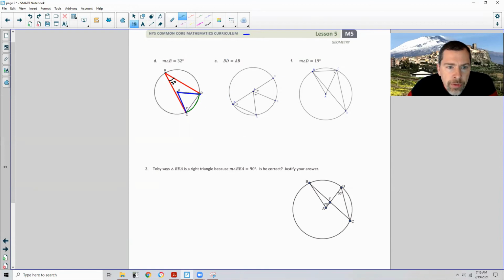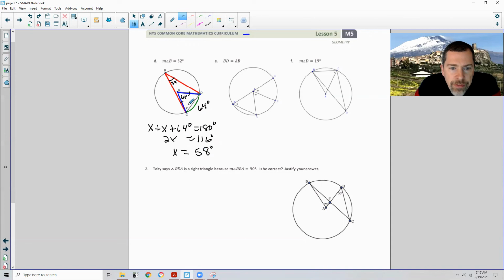So if this is 32 degrees, then this is 32 times 2, which is 64 degrees, which makes this central angle 64 degrees. Okay? So remember that these blue lines are radii of the circle. So this is an isosceles triangle. So these base angles are congruent. So the triangle sum theorem says the sum of the angles equals 180 degrees. So 2x equals, subtracting 64 from 180, I get 116. And then dividing both sides by 2, I get 58. So x is 58 degrees. 58 plus 58 plus 64 should be 180.